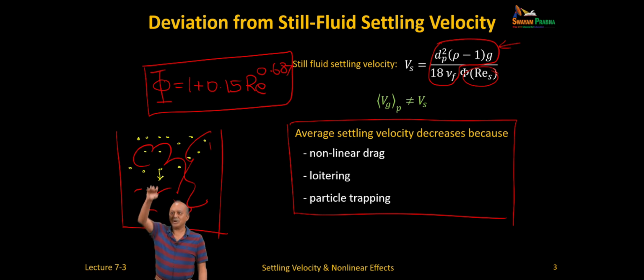The easy thing is that a particle in a still fluid falls down. Let us say it falls down at 1 centimeter per second, but you put it in turbulence and it is in a 2 meter per second upwelling.